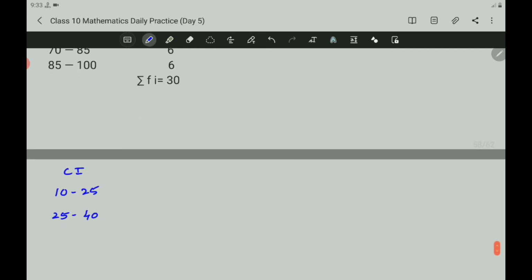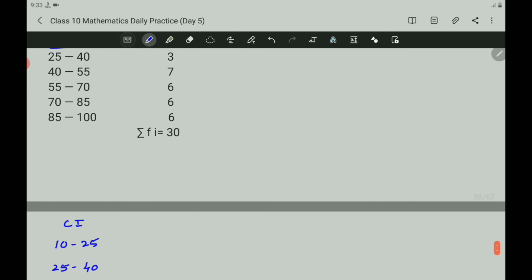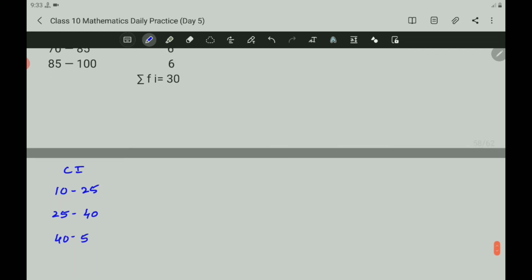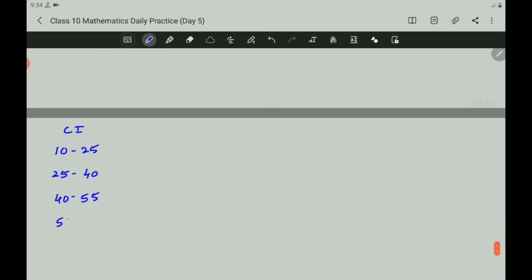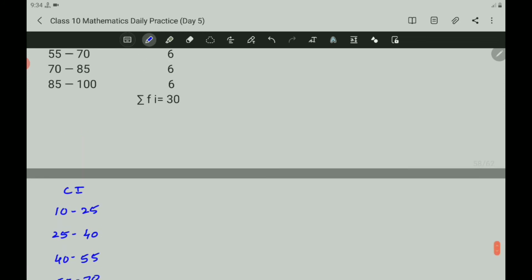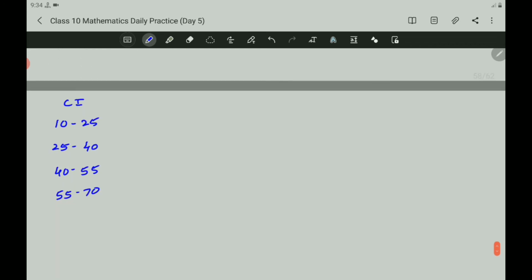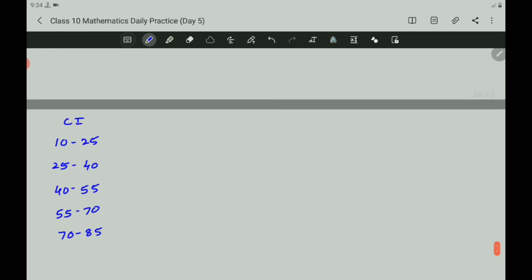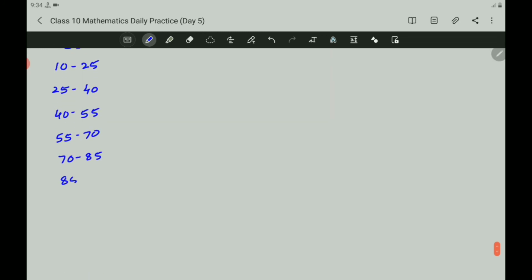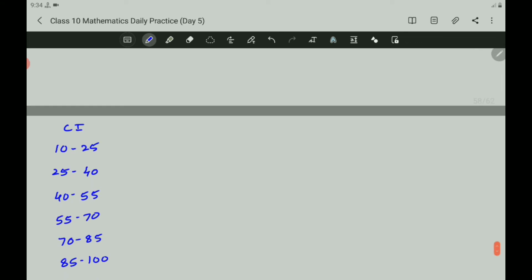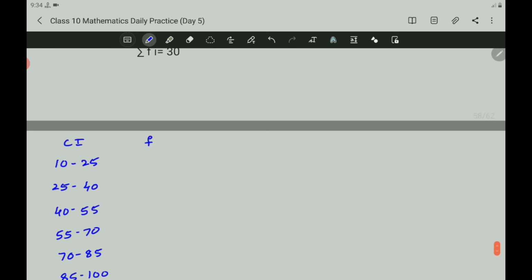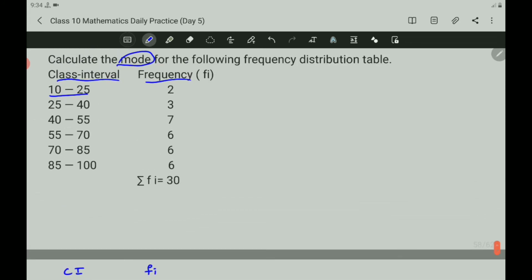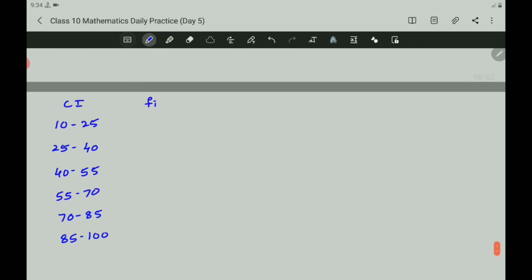40 to 55, then 55 to 70, 70 to 85, then 85 to 100. Then take the frequency fi, that is 2, 3, 7, 6, 6, 6.